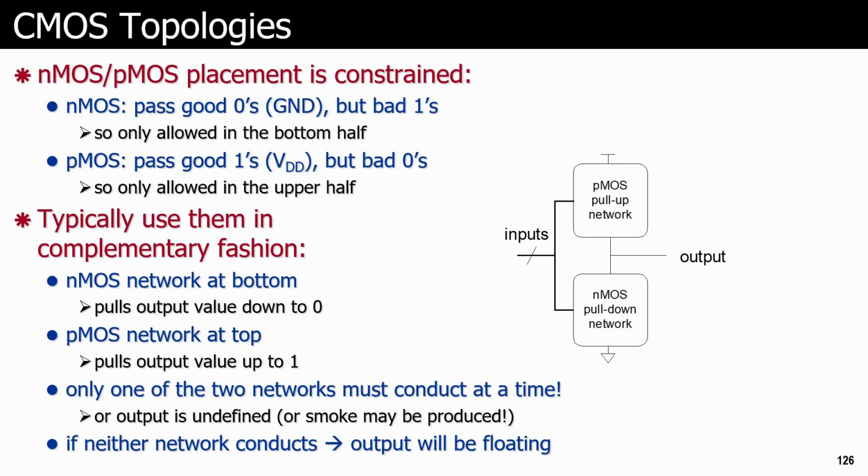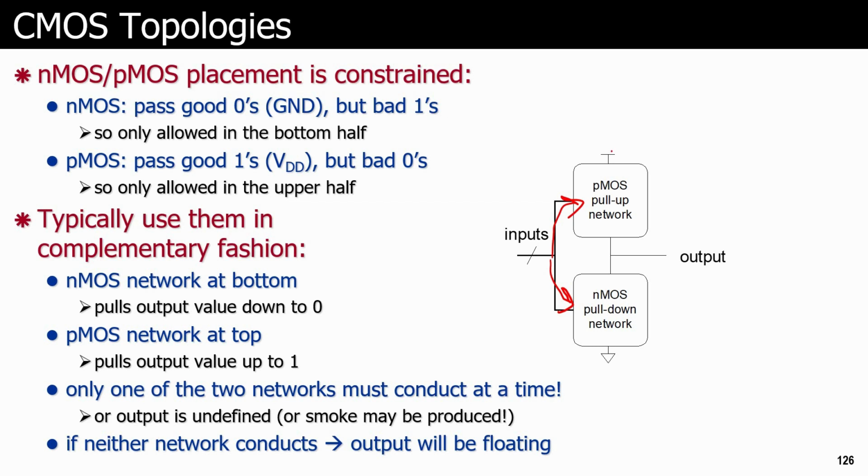The PMOS and NMOS networks have corresponding transistors. So if you have a transistor that we call A in the pull-up network, we're also going to have one that we call A in the pull-down network. And we're going to have an input going into both of them, and that input is going to be the same. So if you're sending a 1 into the A transistor in the pull-up network, you're also going to have that in the pull-down network.